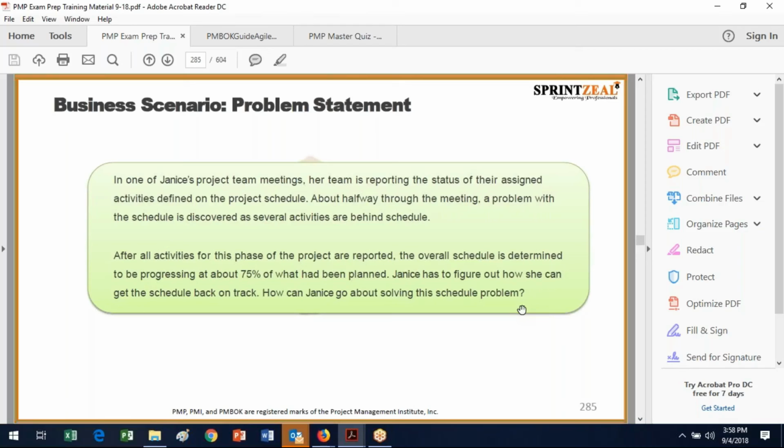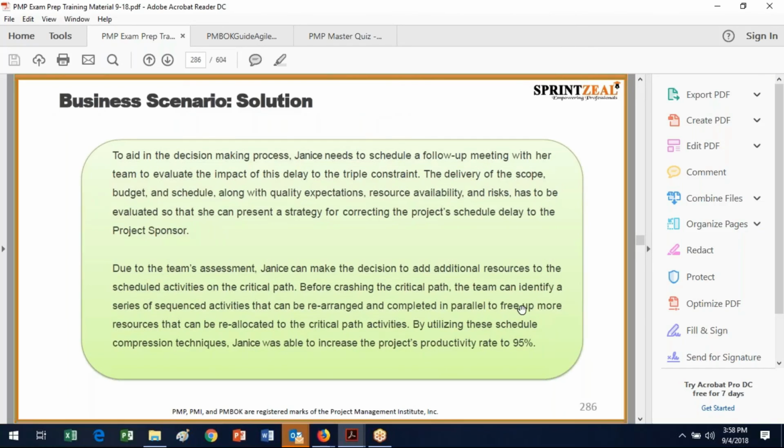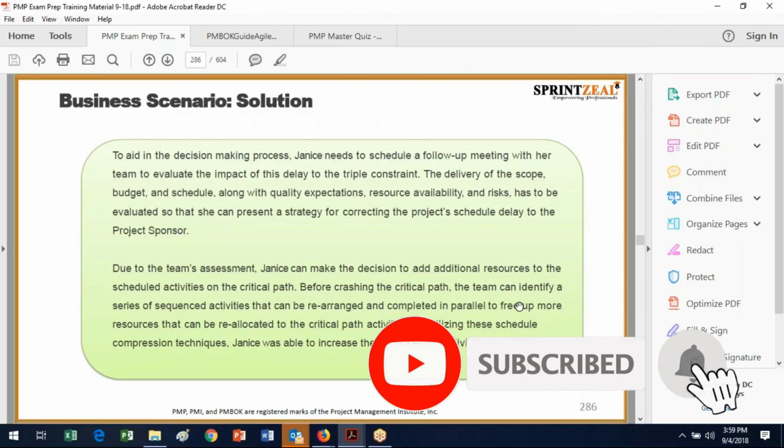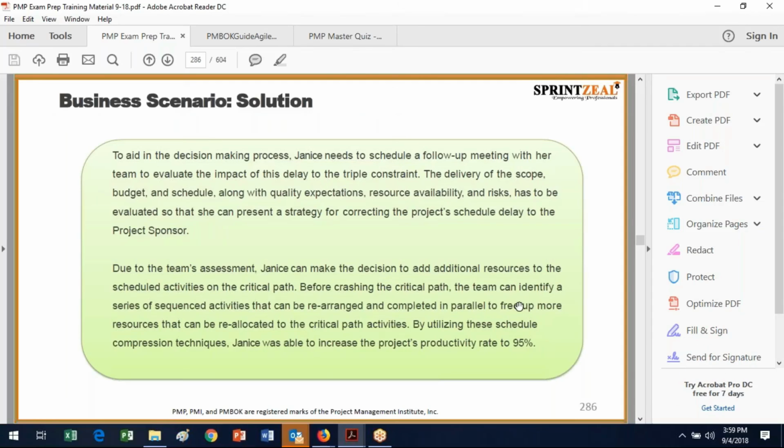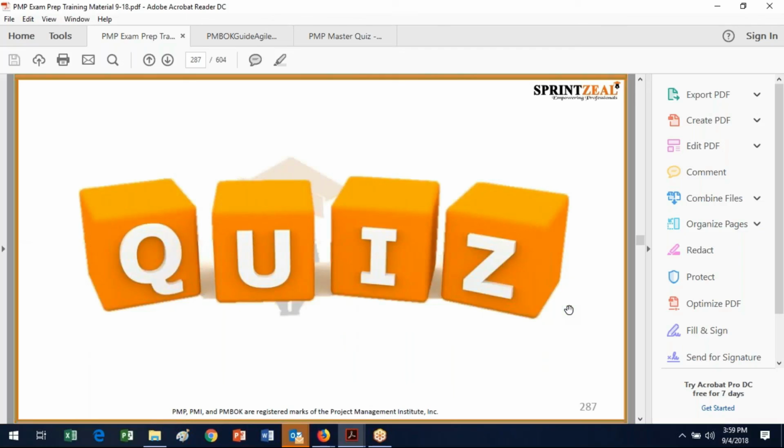Okay. Well, here is the answer. Basically, using the team's assessment, the team needs to know the critical path, so they need to understand what that is, and then understand what can be rearranged to crash and what can be rearranged to be parallelized. By using these schedule compression techniques, Janice could increase the project's productivity rate to 95%. So that must have meant all went well in terms of crashing and parallelizing tasks.